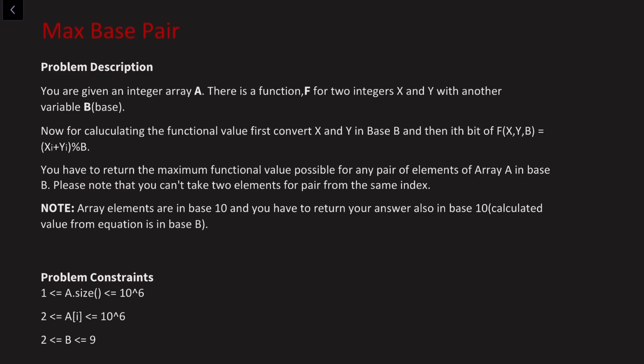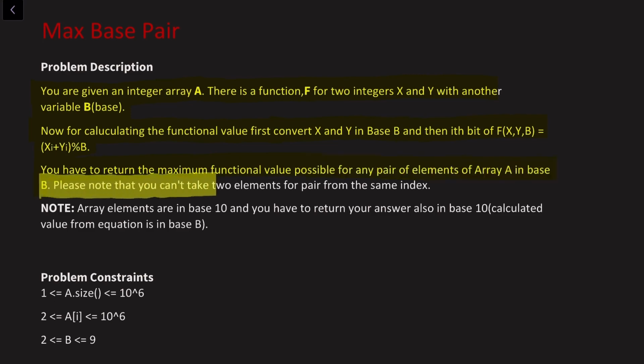Now the problem description is, you are given an integer array A. There's a function f for two integers x and y with another variable b, the base, right? Now for calculating the functional value, first convert x and y in base b, and then the ith digit of f(x, y, b) will be (xi plus yi) mod b. You have to return the maximum functional value possible for any pair of elements of array A in base b.